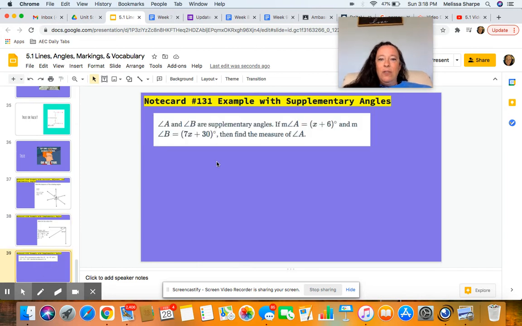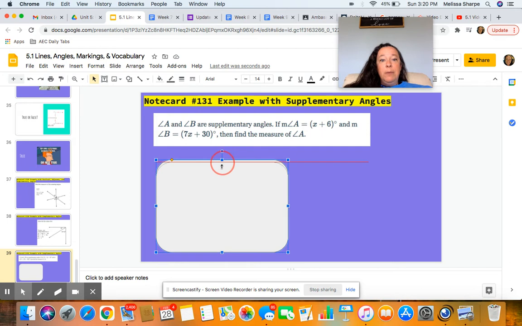All right, so note card 131, it just doesn't have an image with it. It doesn't have a picture, okay, a geometric picture. But it tells me that angle A and angle B are supplementary. So what does that mean? That means that they add to equal 180 degrees. They give me a binomial expression for A, they give me a binomial expression for B, and they want me to find the measure of angle A.